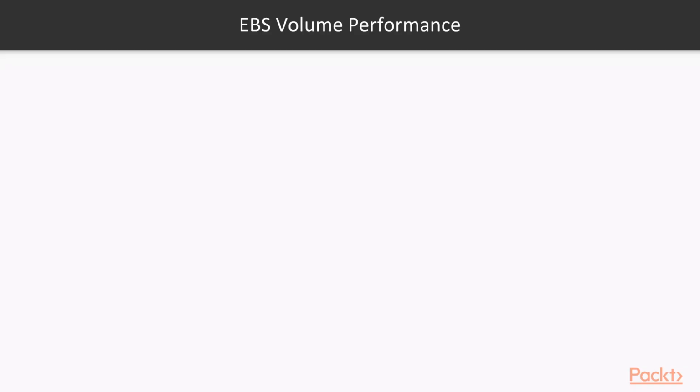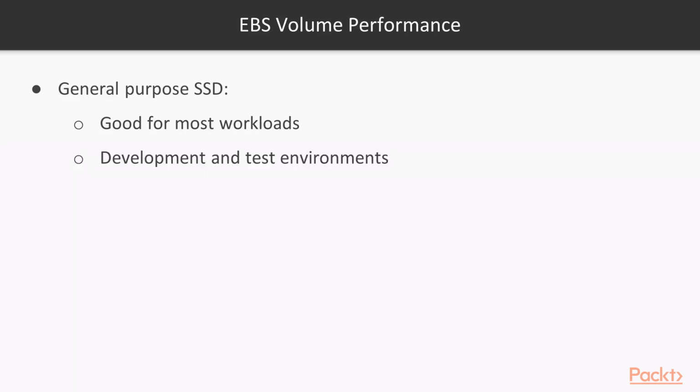Now let's look at the different EBS volume types and the different performance metrics that they give you. So first we have general purpose SSD. This EBS volume type is good for most workloads. It's good to use this when you're hosting your workloads in development or test environments.